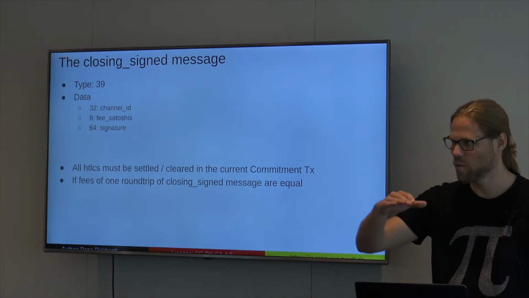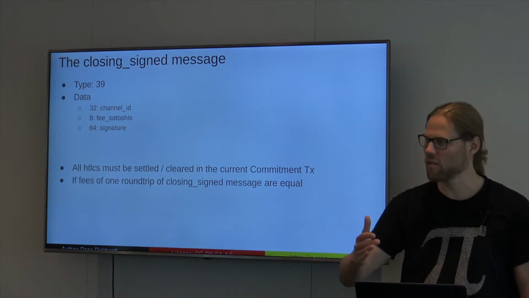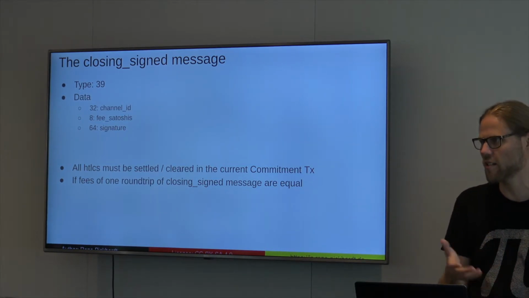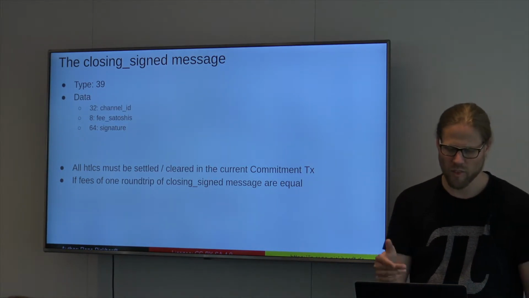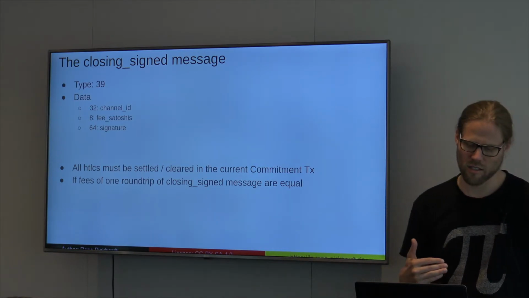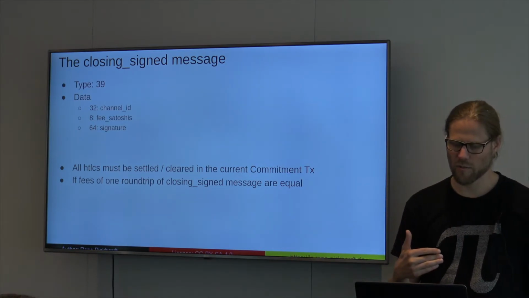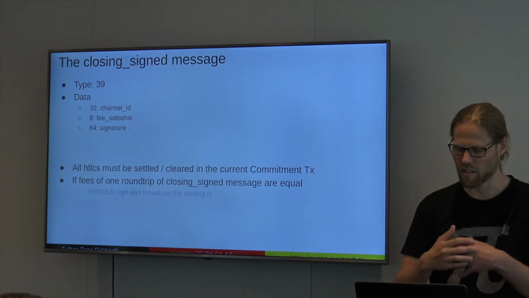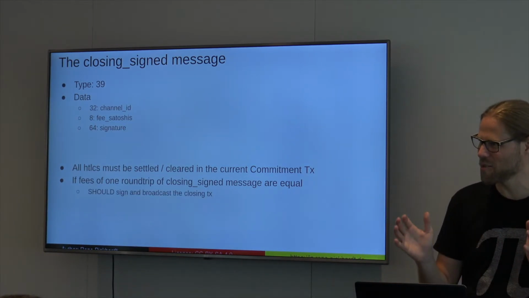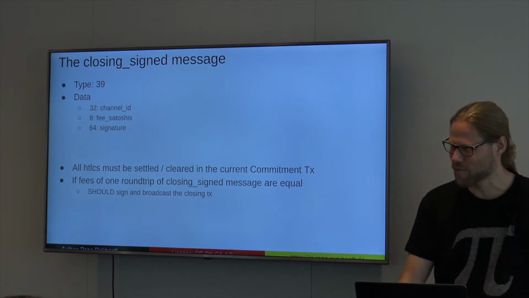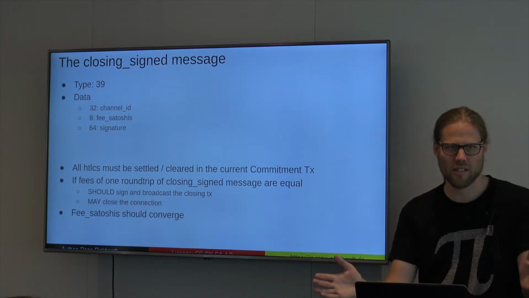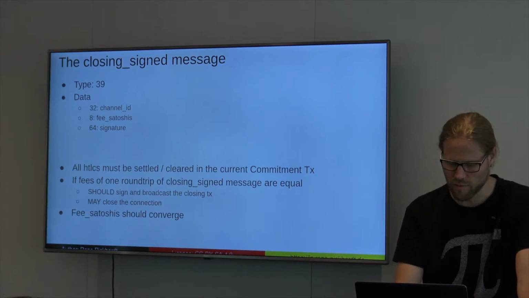So you have to wait maybe before you start sending these closing signed messages. So you send the shutdown messages, you settle all the HTLCs. That might take a while, but then you can do it. And if the fees of one round trip of closing messages are equal, then you should sign and broadcast the closing transaction because you have consensus on the fees. And you can also close the connection, but you can still keep the peer connection alive.